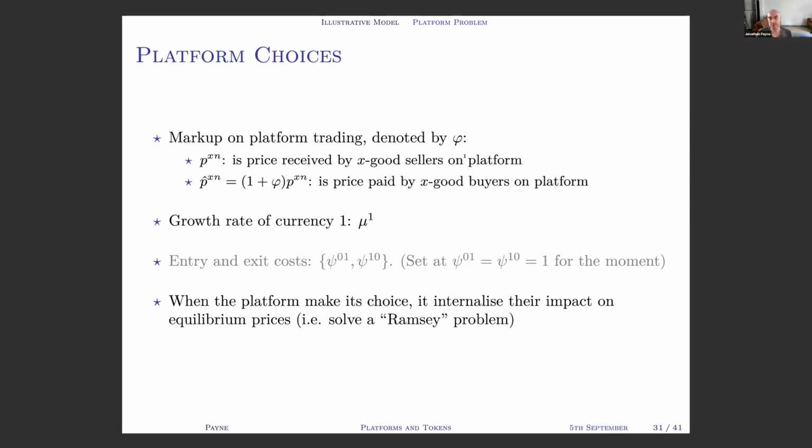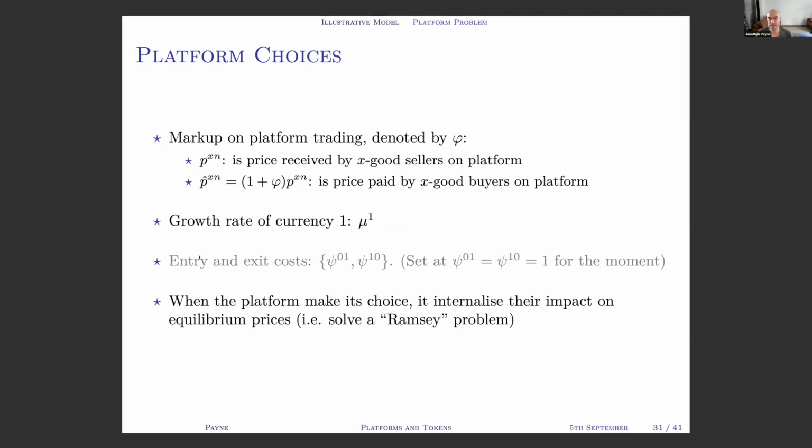Okay, I'm going to jump to the platform problem, right? So the platform is choosing the markup on trading. What we're thinking about here is there's a price received by the sellers, and there's a price that the buyers pay, which is some additional varphi on top. So this is the markup. And they choose a growth rate of currency.